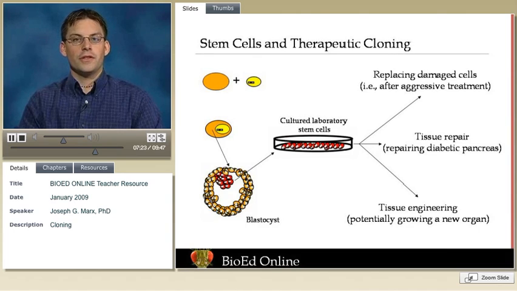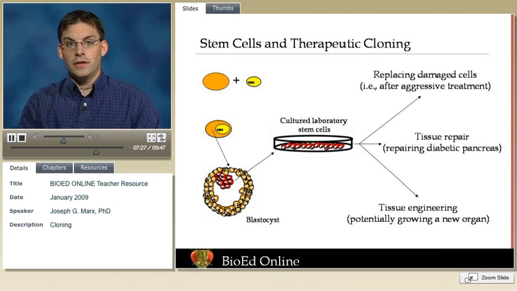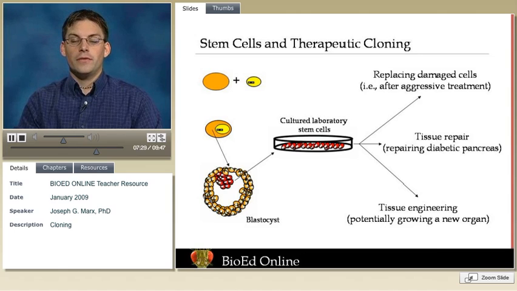So the stem cells generated from cloning could be potentially used to replace damaged cells in the human body. They could be used for tissue repair, and potentially through tissue engineering could be used to generate an entire new organ.